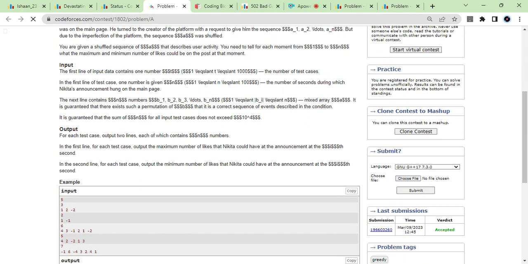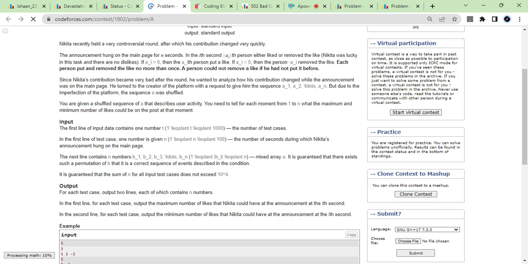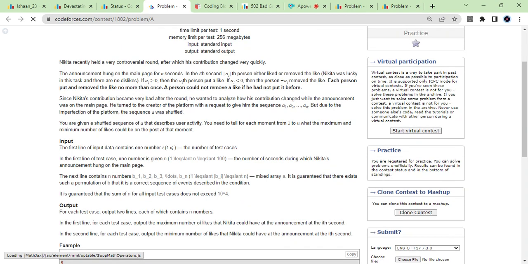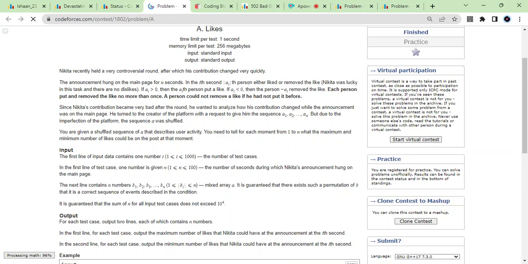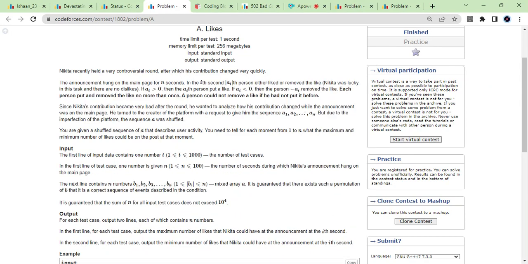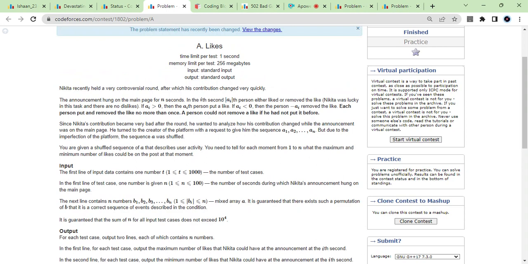You have been given basically an event, and persons are liking or removing the like. A person cannot dislike. A person can like, and a person can remove the like, right? So in the ith second, a_i, a person either likes or removes the like, and removing the like makes sense only if you have first liked the video.